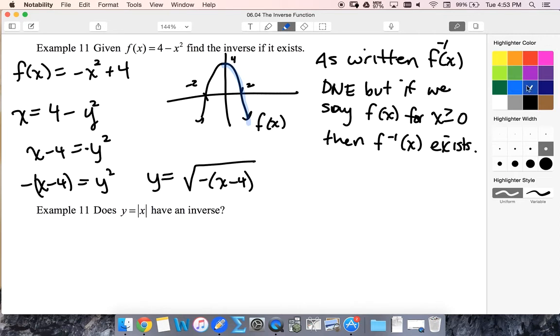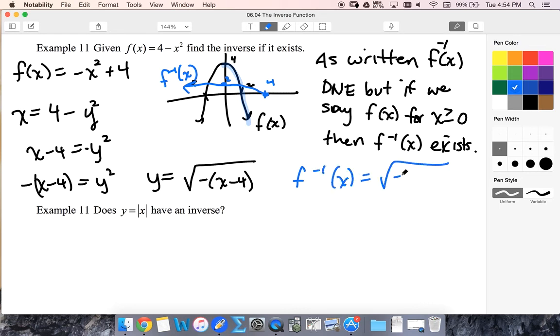then that's going to be my graph that looks like this, 4, 2. And that's going to be the positive version, the one that's above the x-axis. So 4, 2. That's going to be the inverse because I took the domain for this branch. So I can write that f inverse of x is the square root of negative x minus 4.